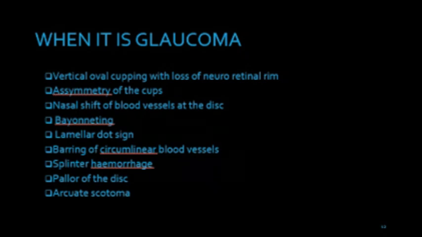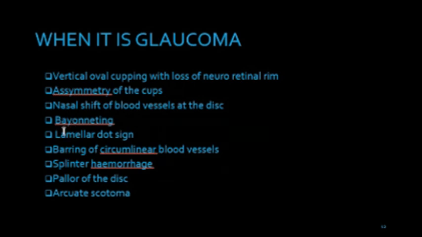When it is glaucoma, we are seeing a vertical overcupping with loss of neuroretinal rim. Remember I said earlier that the neuroretinal rim is the distance between the disc margin and the cup margin. That space is called the neuroretinal rim. Secondly, when it is glaucoma, asymmetry of the cups. When you are seeing different cupping, maybe 0.7 and 0.4, there is a difference in cups. It could be indicative of glaucoma. Also, a nasal shift of the blood vessels at the disc. This is what we call nasalization. It's one of the signs of glaucoma you see during ophthalmoscopy or when you do fundus photograph imaging.